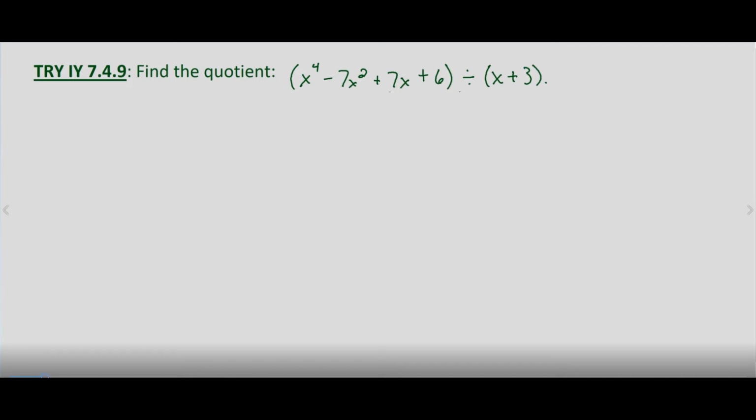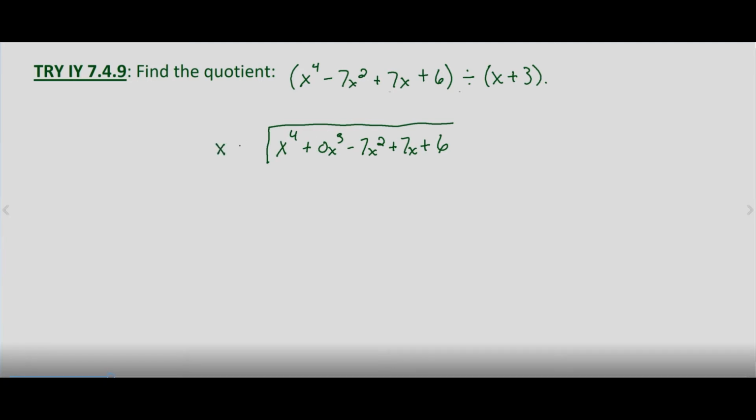So our first step is to write down our dividend, what we're dividing into, in standard form. So x to the fourth. We don't have an x cubed term, so we need a placeholder: plus 0x cubed minus 7x squared plus 7x plus 6. And remember, standard form just means in descending order of exponents on the variable. And if there isn't a term with a certain exponent in descending order, we have to put a placeholder in there with 0 as the coefficient.